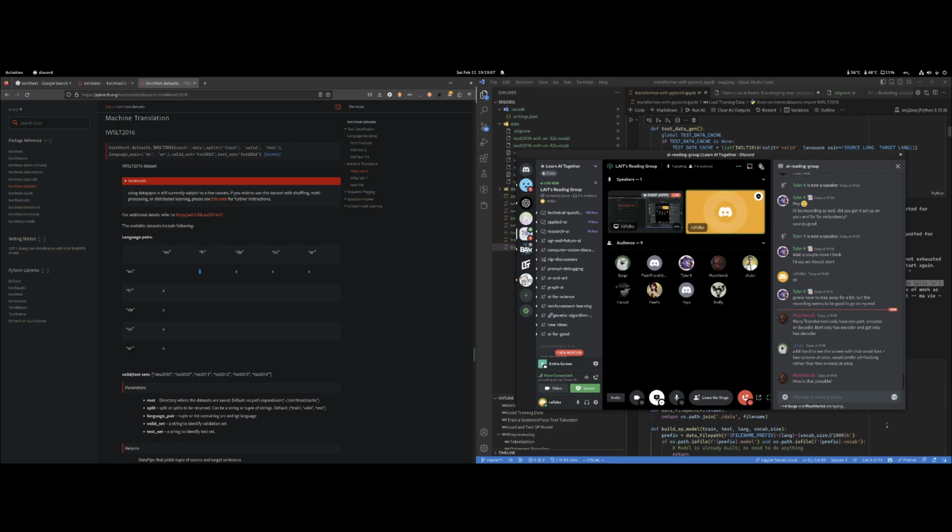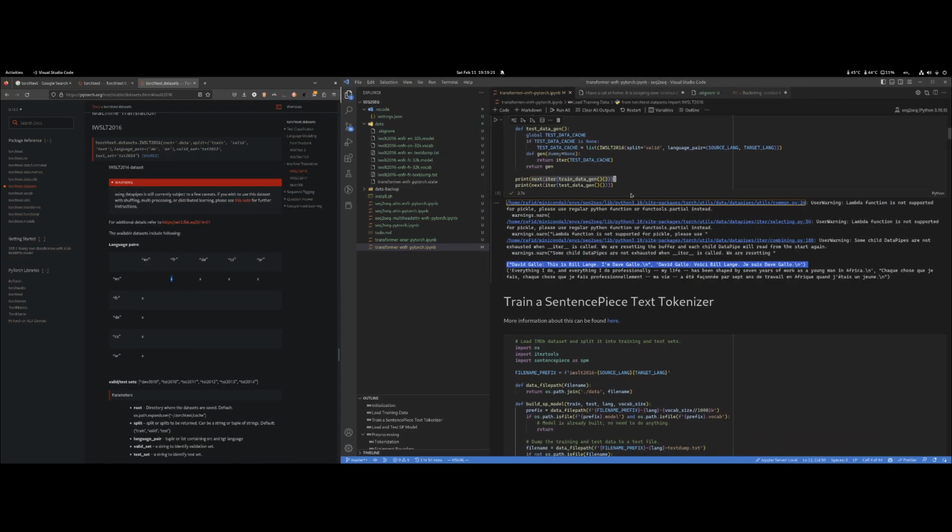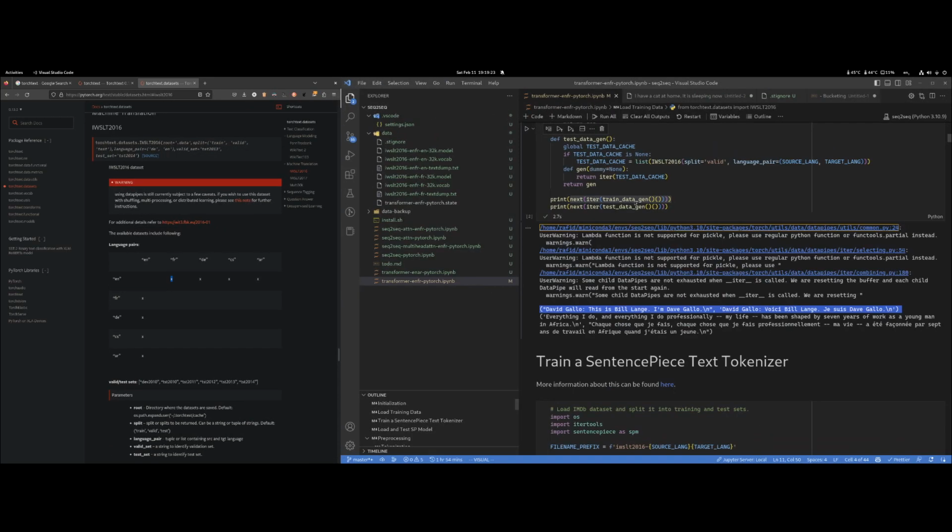A bit hard to see the screen with a small font. Yeah, it's not actually two screens. It's actually one screen, just a wide screen. So let me try to zoom in a little bit. Is that better?